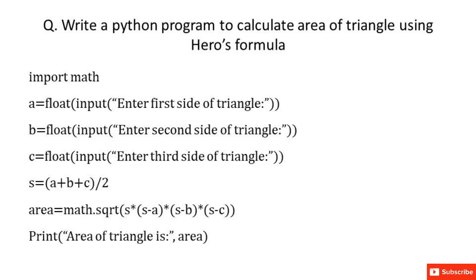Take another variable B, and we will take another variable, that is C. We will write the formula S is equal to A plus B plus C divided by 2. Area is equal to, then we will write the formula of area. Area is equal to math.sqrt. In the bracket we will write S into S minus A into S minus B into S minus C. Bracket close. Then we will print the value of area of triangle.